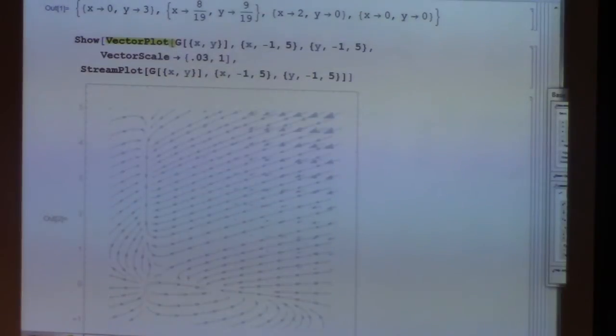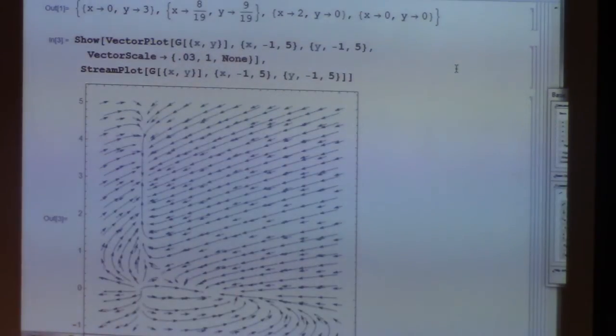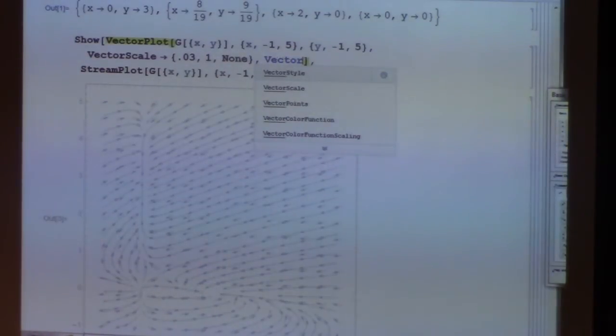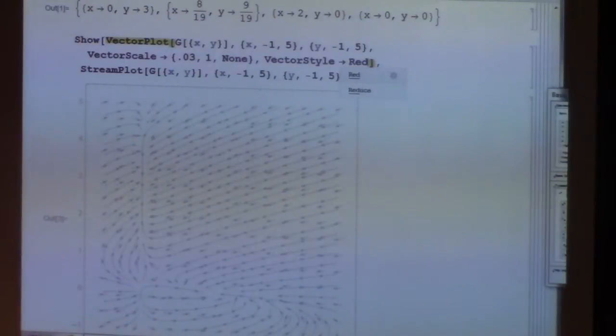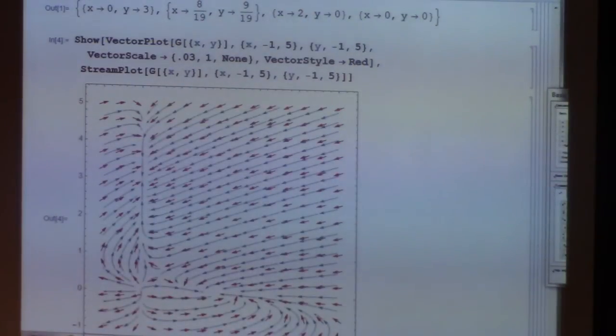Vector scale 0.03, none makes it work nice. So now all those vectors are the same length. Vector style, red, make them red. By the way, evidently with Mathematica 10, I just noticed this morning.